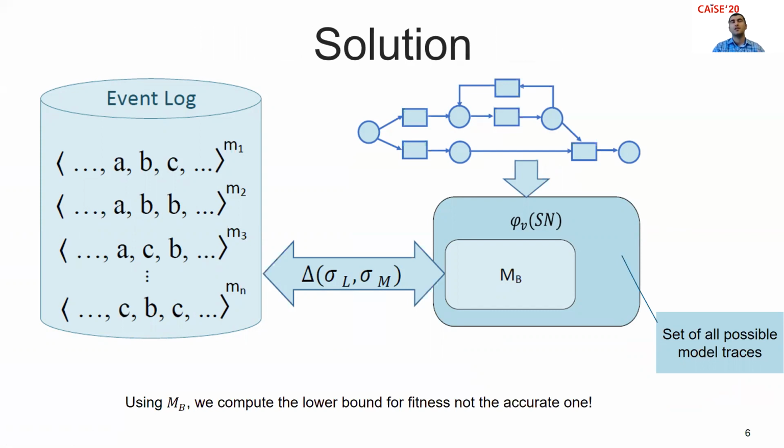So we just select a subset of all possible traces that could be replayed by the model, and we call it MB. Note that when we use MB instead of all possible model traces, we may provide a lower bound value, because maybe the most similar trace is not placed in MB. However, the fitness value computed by MB is a lower bound for the real fitness value.